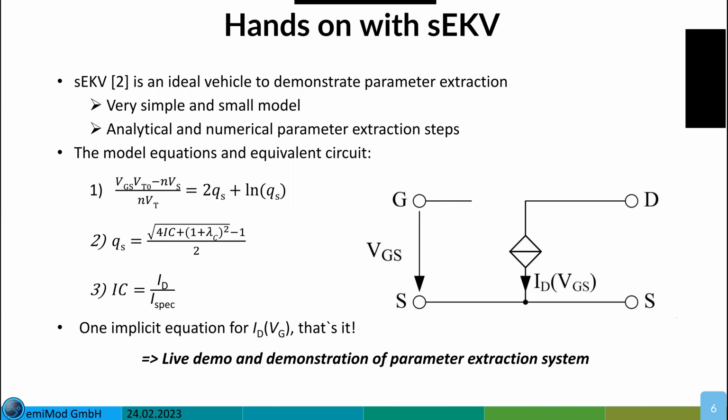So we have these 3 equations, and they basically only specify the drain current as a function of gate-source voltage. This is a simplified overview. We have basically only one implicit equation for the drain current, and that's what we will be using now as an example. We need to determine the parameters of this drain current.